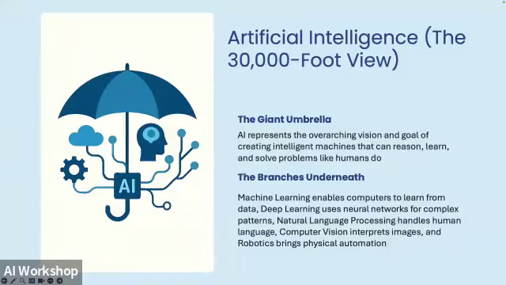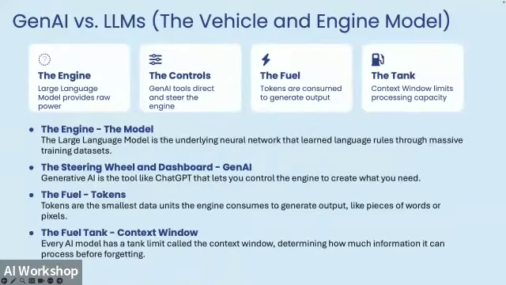Again, AI is an umbrella, which represents the overarching vision and goal of creating intelligent machines that can reason, learn, and solve problems like humans do. I like this metaphor when trying to explain to people the difference between Gen AI versus LLM versus tokens versus context window. The best way to look at this is to imagine a generative AI as a car, okay?